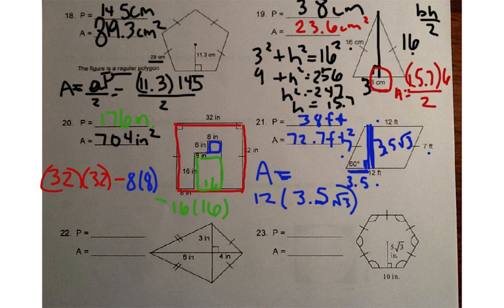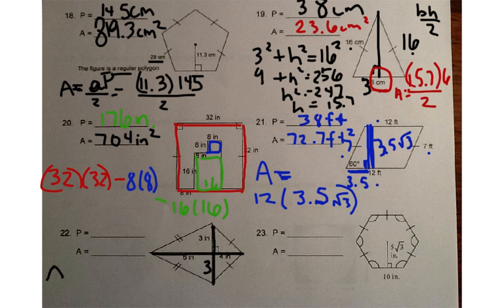All right. Number 22. This shape is a kite. We have a property of kites that says that the diagonal that goes between the congruent sides bisects the other one. So this is 3 here as well as on the top.